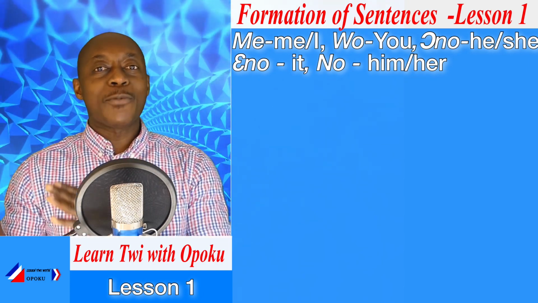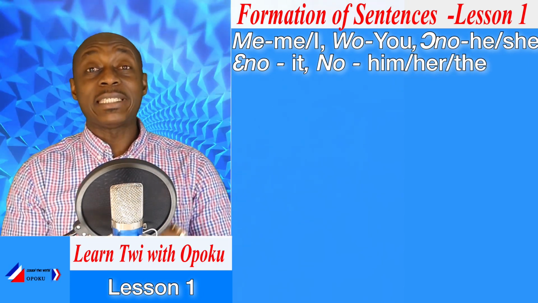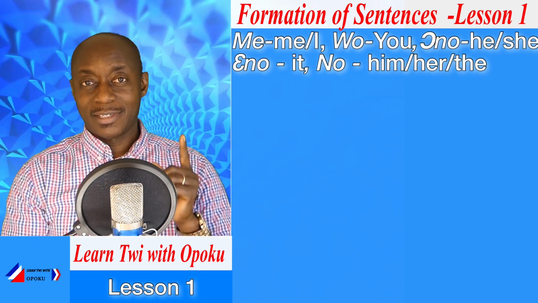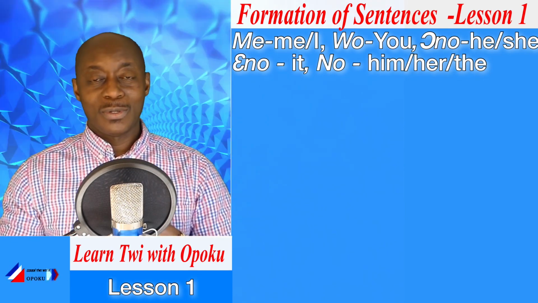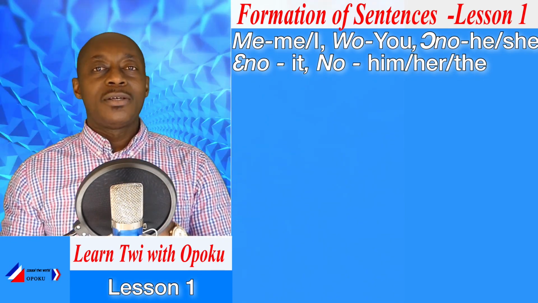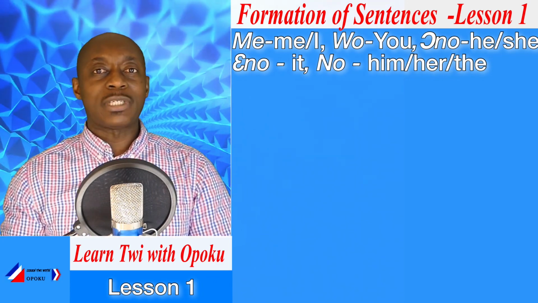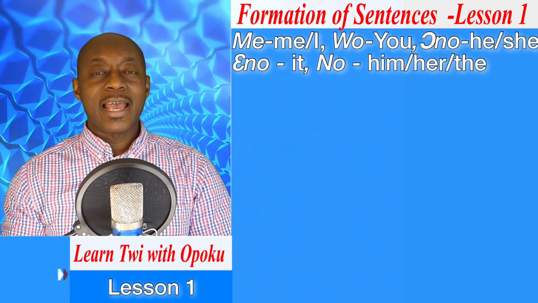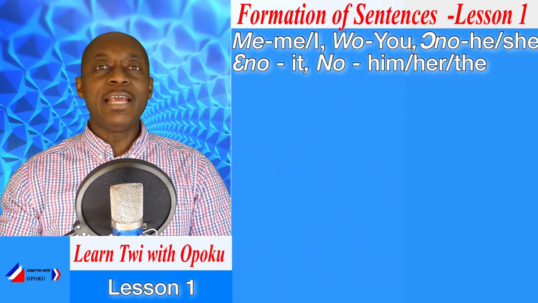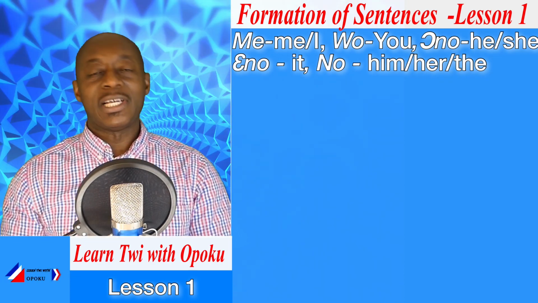And then the same no could also mean what? The. So no has several meanings. But so far as this lesson is concerned, we're going to take no as what? A definite article, the. And at the same time, him or her. Good. That is for singular pronouns.